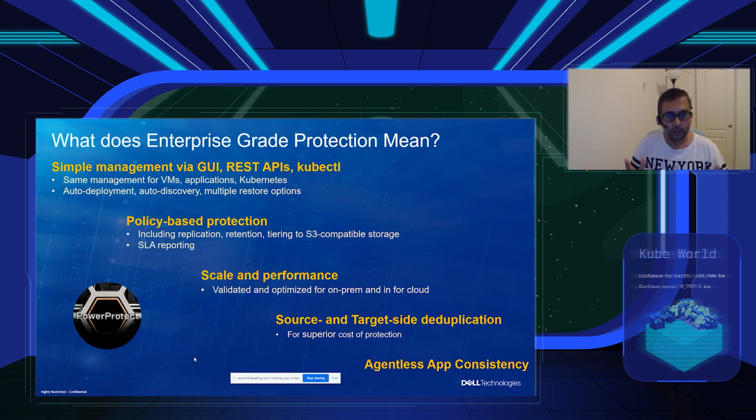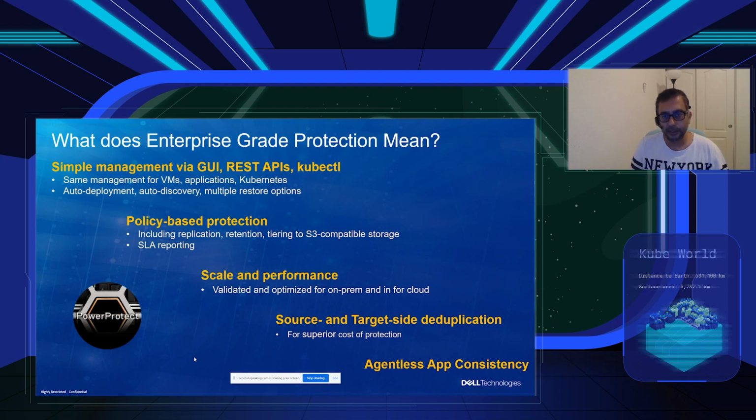When you point it to a Kubernetes API server, PPDM will automatically discover all the namespaces there. It'll deploy the components that it needs, and then there will be multiple restore options available for the applications: to the same cluster, to another cluster, to another namespace, etc., and also the kind of objects that you need when you're doing restores.